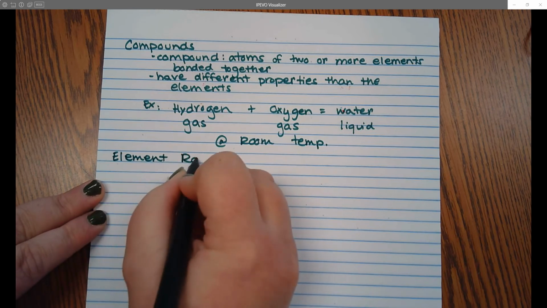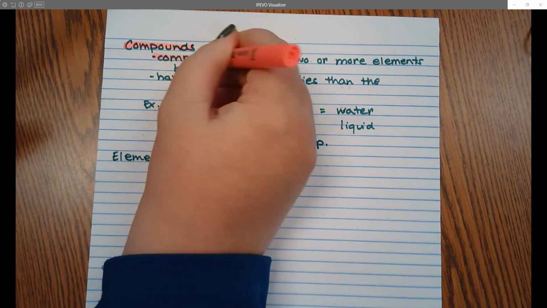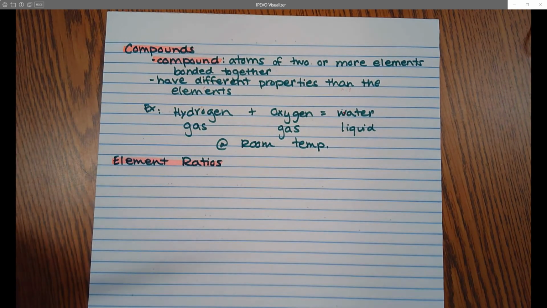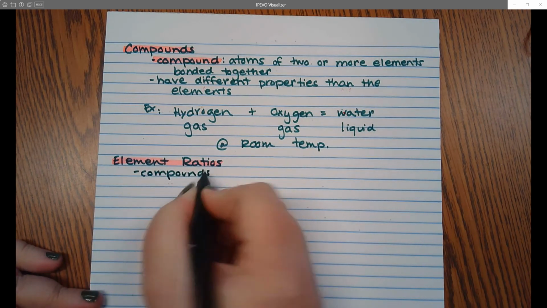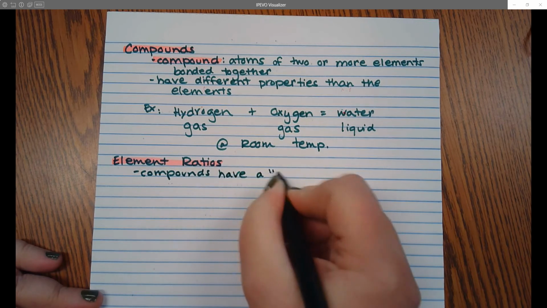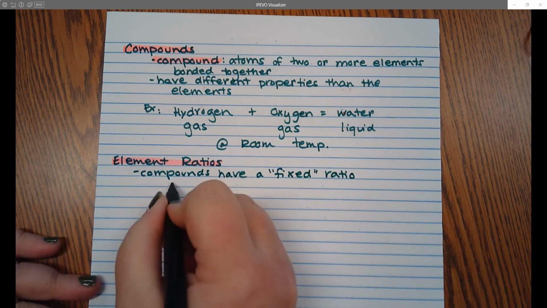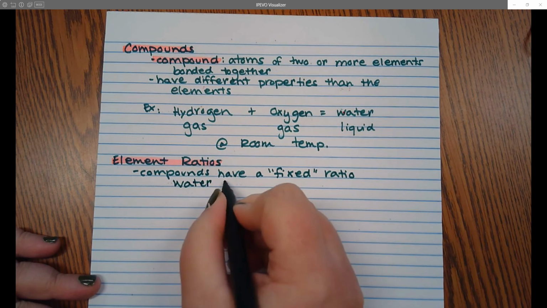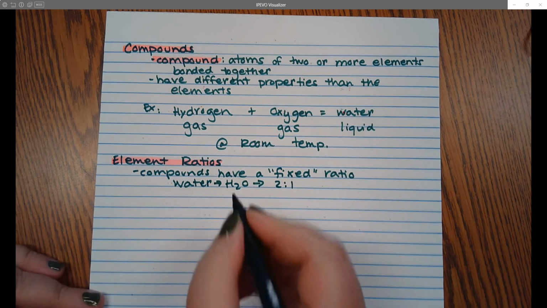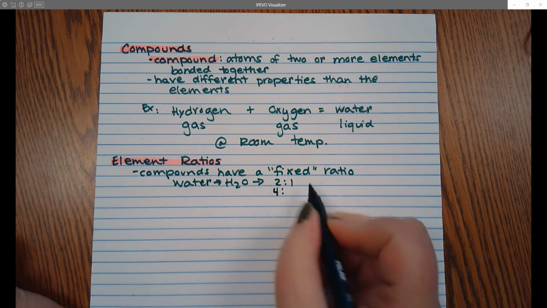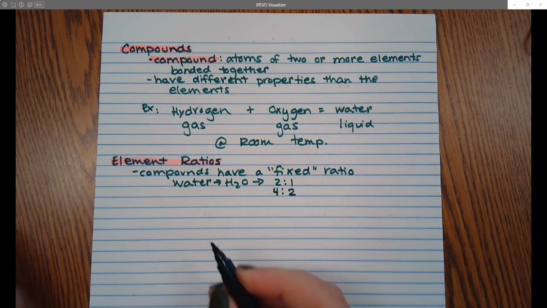So then we get into element ratios. I'm going to go back and highlight compounds and the definition. For element ratios, compounds always have a fixed ratio. So water will always be a 2-to-1 ratio. If I had 4 hydrogen, in order to keep that 2-to-1 ratio, I'd have to have 4 hydrogen and 2 oxygen.